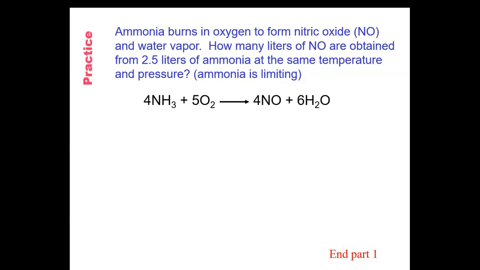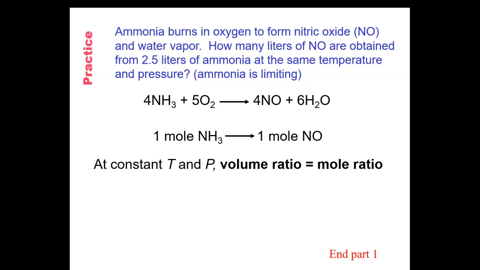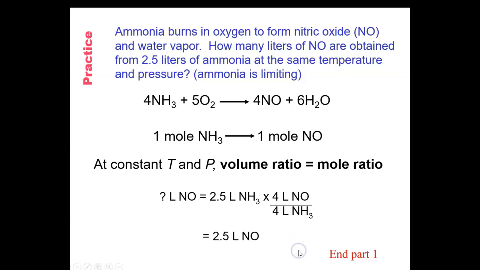Here's your balanced equation, showing that 4 moles of ammonia produce 4 moles of the nitrogen monoxide. Therefore, 1 mole of ammonia produces 1 mole of nitrogen monoxide, and the volume ratio and the mole ratio are the same. So we set it up like this. Number of liters of NO is equal to 2.5 liters of ammonia times the ratio, which we got from the equation, 4 liters of NO for 4 liters of NH3, and the result is 2.5 liters of nitrogen monoxide. You can continue this on part 2.